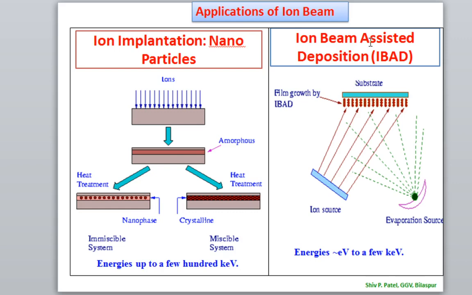Similarly, ion beam assisted deposition can be done. Here there is an evaporation source and an ion source, and together they perform ion beam assisted deposition of thin films on a substrate. These techniques are used at energies from electron volts to kilo electron volts.